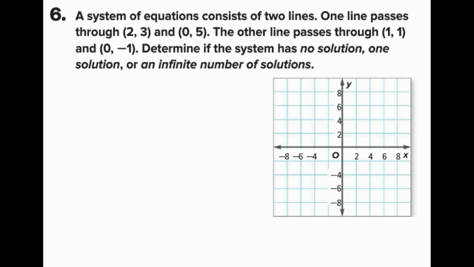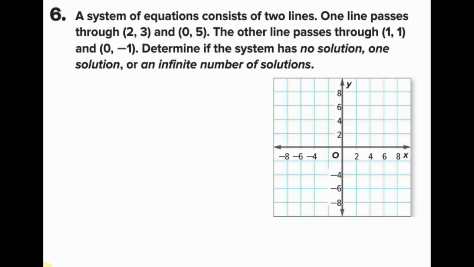Here's the last problem. A system of equations consists of two lines. One line passes through (2, 3) and (0, 5). The other line passes through (1, 1) and (0, negative 1). Determine if the system has no solution, one solution, or an infinite number of solutions. So we've been practicing the different cases, where this one is not giving you any equation. Instead, they're just giving you two coordinates.